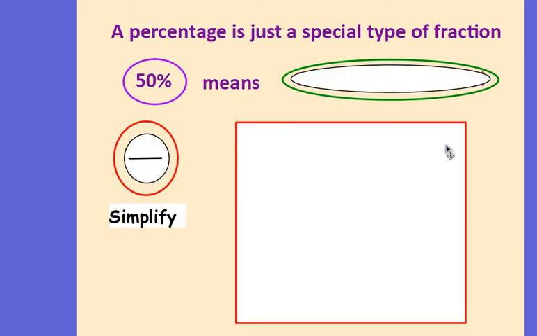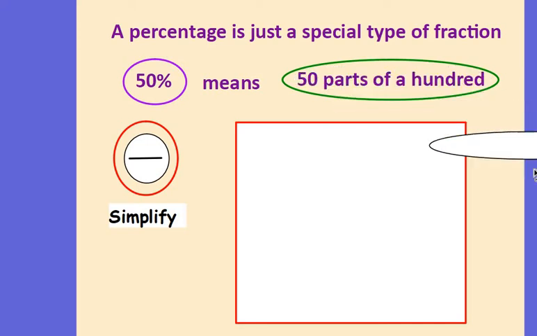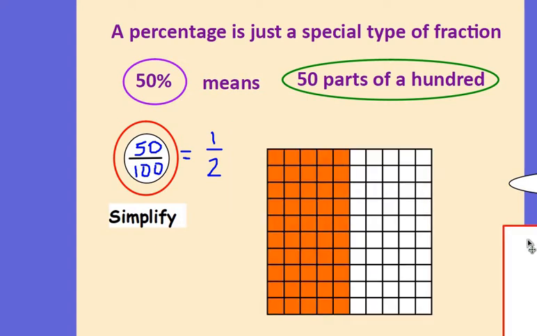50% means what, Jake Aspen? 50 parts out of 100. Brilliant. I can write that as 50 out of 100, which I can simplify to a half. If I had a grid with 100 squares, I'd shade in 50 of them, or half of them.